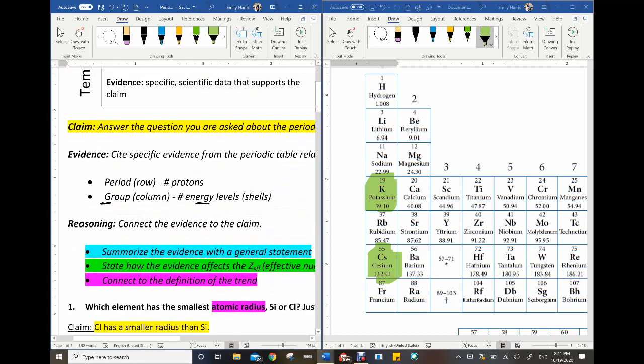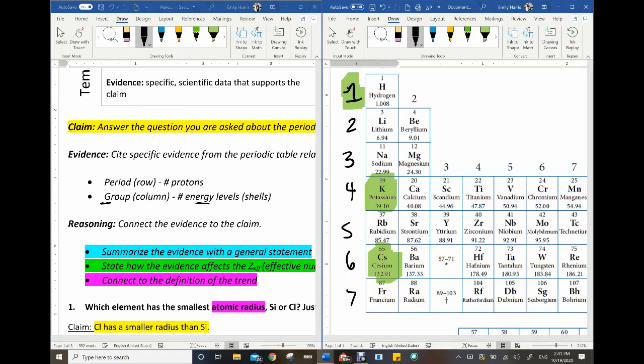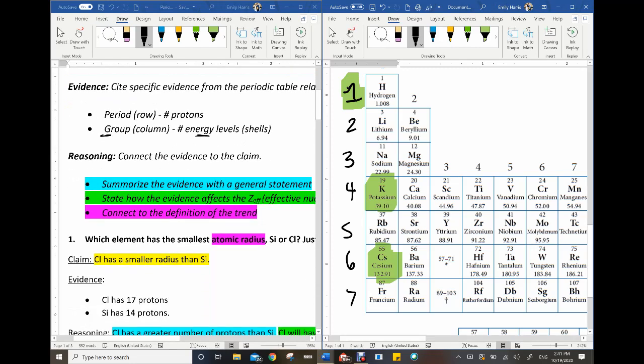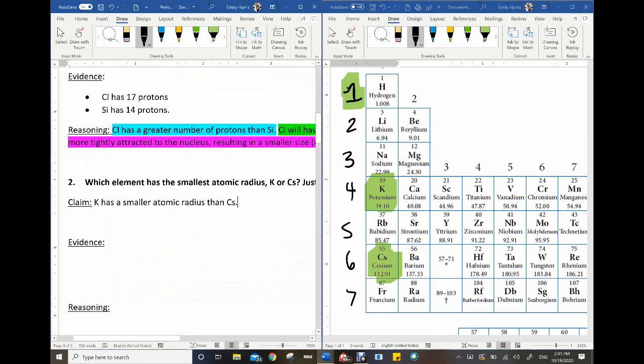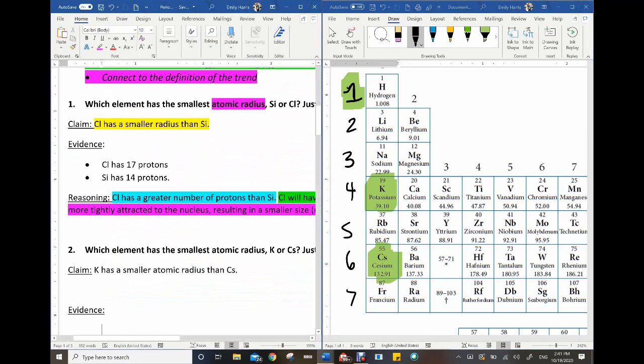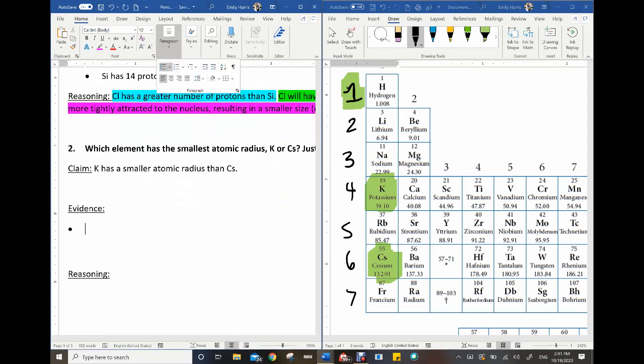Now we need to get specific and list our evidence. In this case, these two elements are in the same group or column. So group means we need to be specific about the number of energy levels or shells. On your periodic table, depending on which copy you have, you're going to have numbers for the different periods. The numbers represent how many energy levels you have. For example, potassium is in this fourth row, so it's going to have its valence electrons on the fourth energy level. Cesium is in the sixth row, so it's going to have its electrons on the sixth energy level.